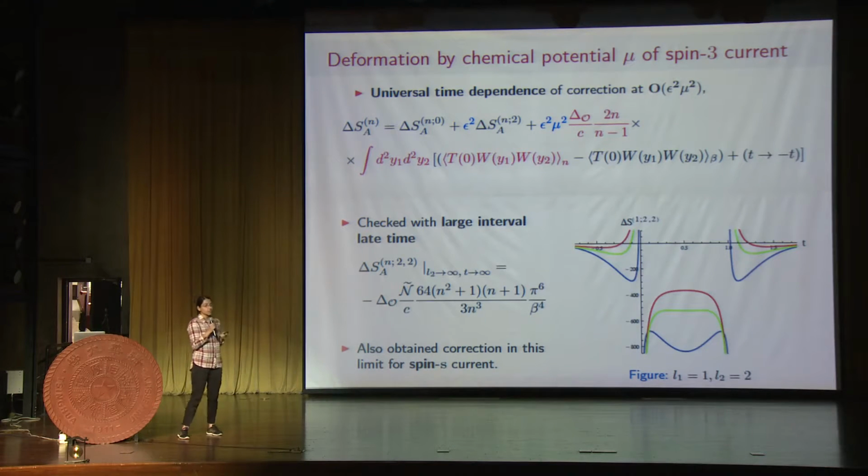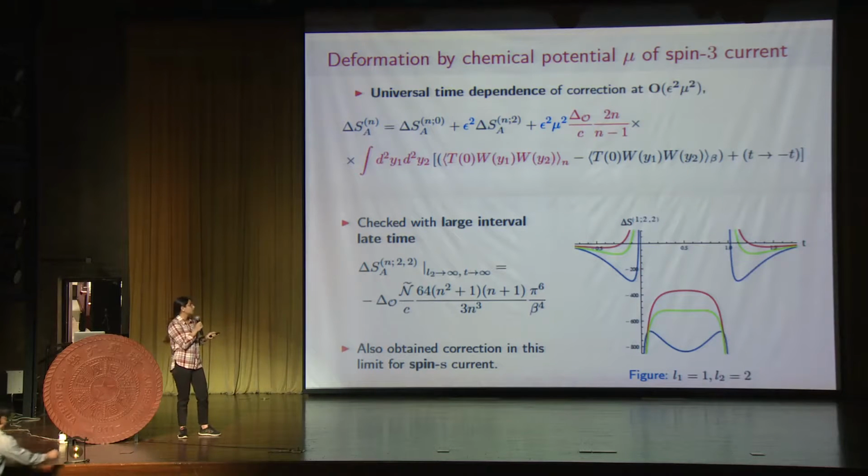And finally, we have also looked at this excited state on a CFT which is deformed by the chemical potential for higher spin currents. And in this case, the leading correction happens at order epsilon squared mu squared, and it is given by the 3-point function of the stress tensor with 2 higher spin currents.